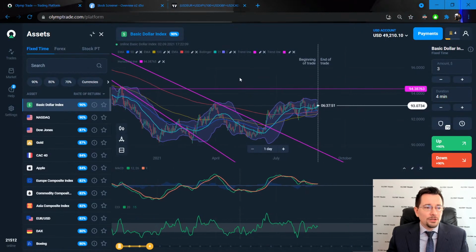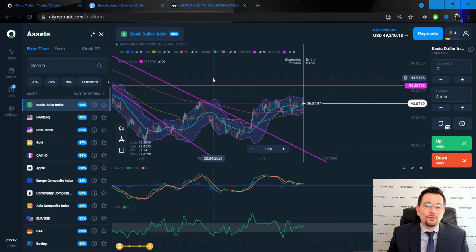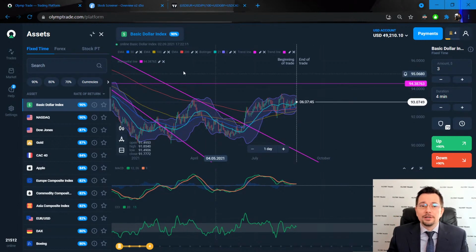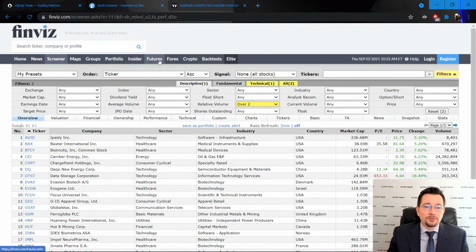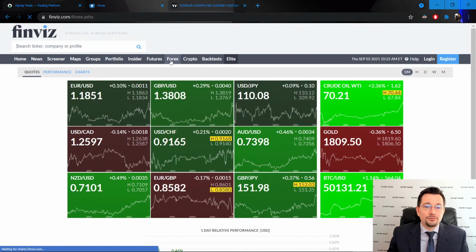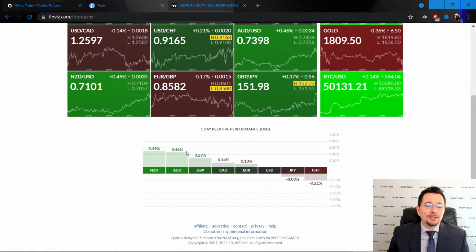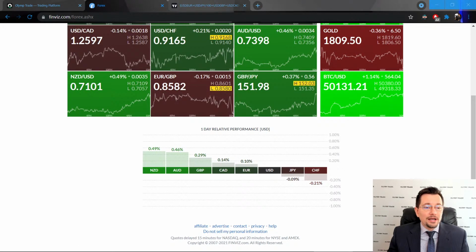So the basic dollar index is another layer, but there's also one other thing that you can do now. FinViz has a beautiful little section called Forex right here, and this is correlations. You guys that are listening in chat right now, what kind of correlations do you know? Like, I'll give you an example. Gold is correlated with the US dollar.